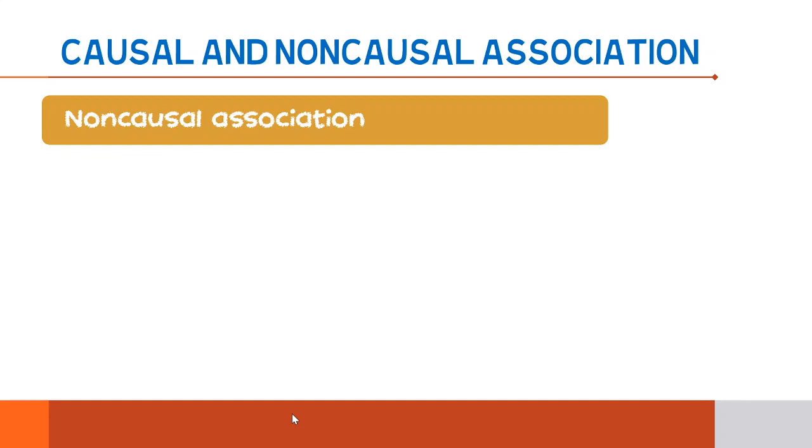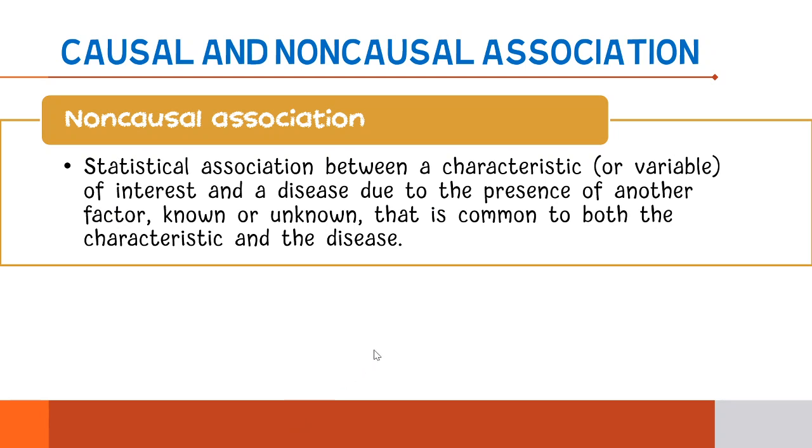Next is your non-causal association. So kanina from the word itself, non-causal. Now, statistical association between a characteristic or variable of interest and a disease due to the presence of another factor, known or unknown, that is common to both the characteristic and the disease. Now, the third factor that we are actually referring to here is what we call confounding. But in terms of confounding, we will discuss that later further.